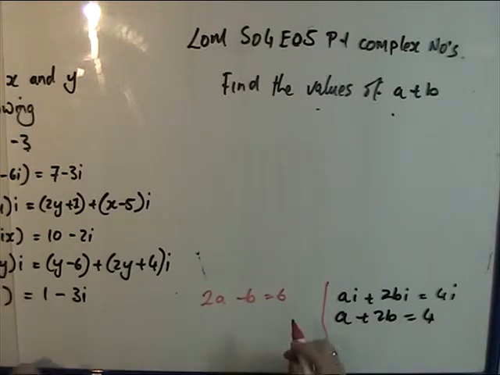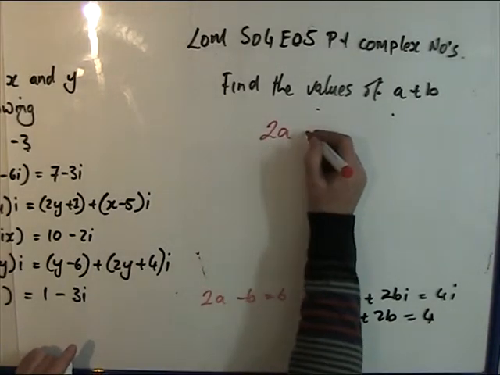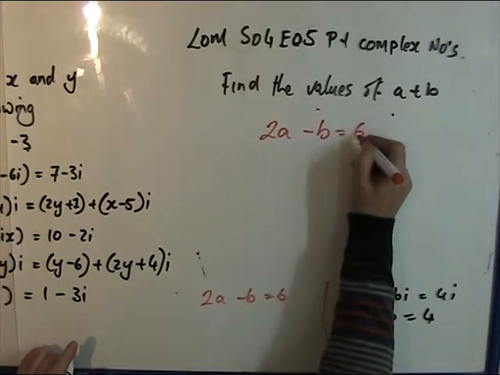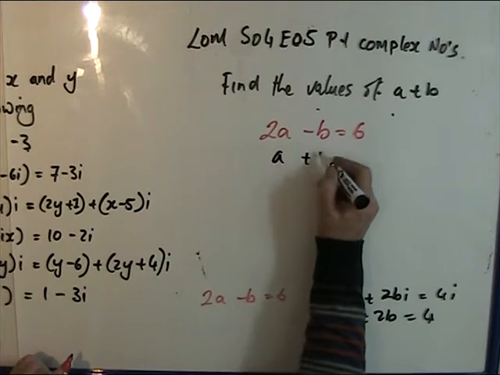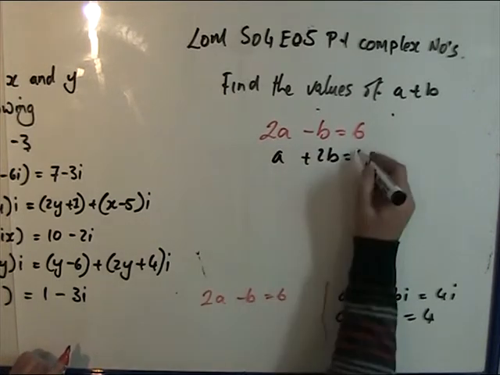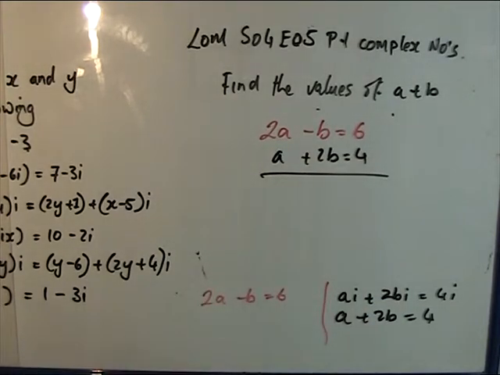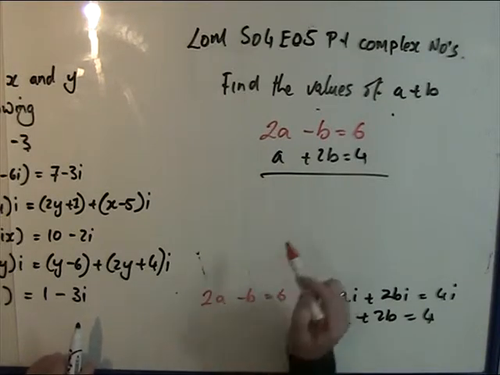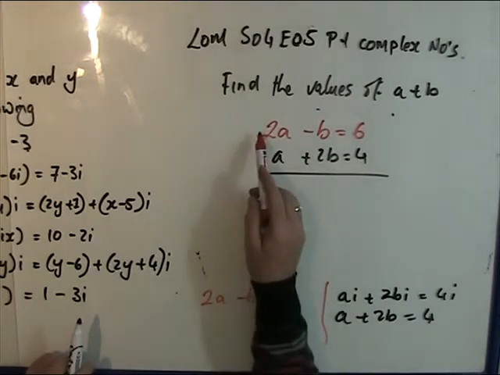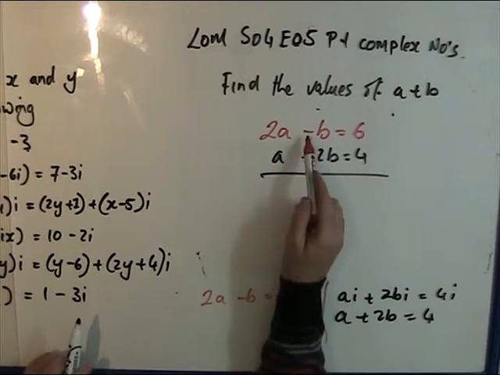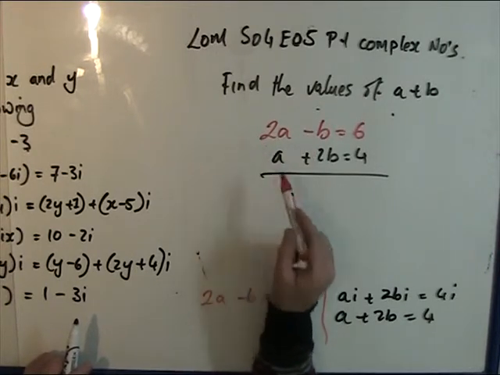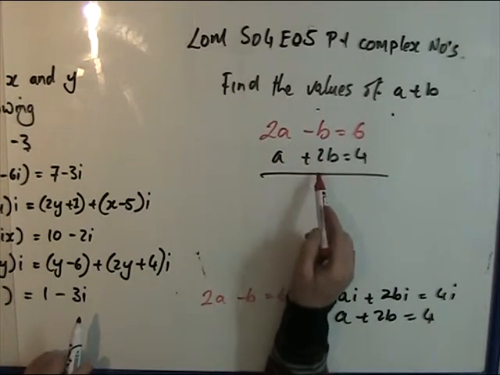So now I've got two equations and I must bring them together. 2a minus b is equal to 6, and I've got a plus 2b is equal to 4. Now, I have to cancel one of those terms. Through simultaneous equations, you know that when I multiply one of these equations, I need to add them in such a way that they cancel. Now if I multiply this by 2, I will get minus 2b and they will cancel.